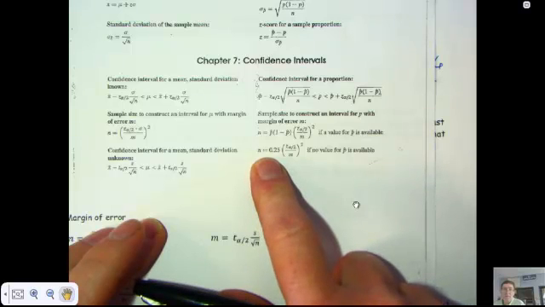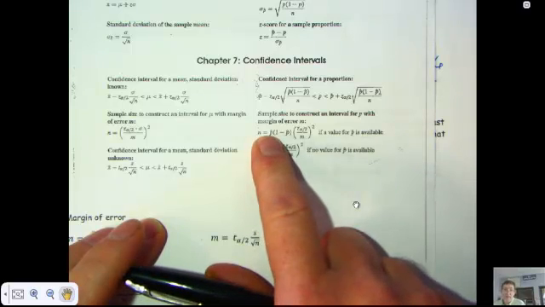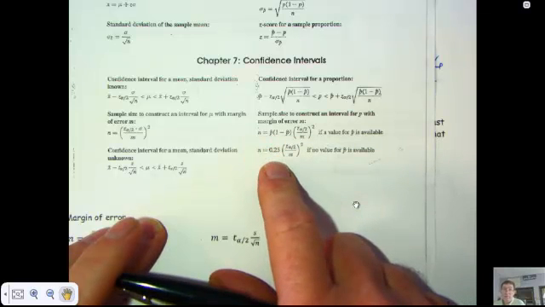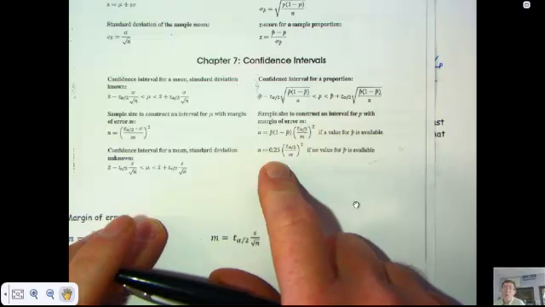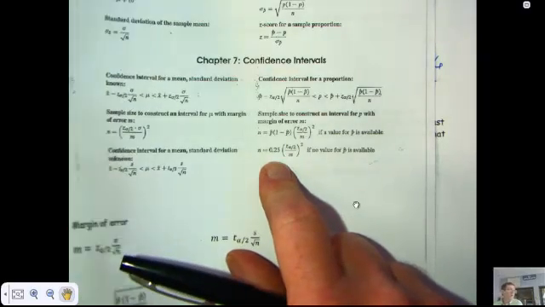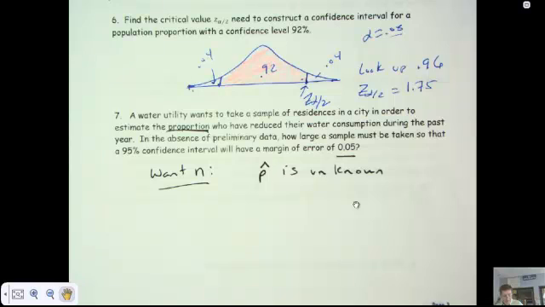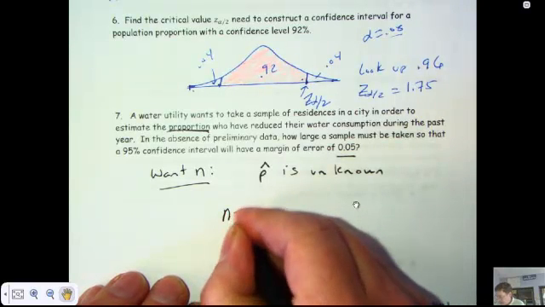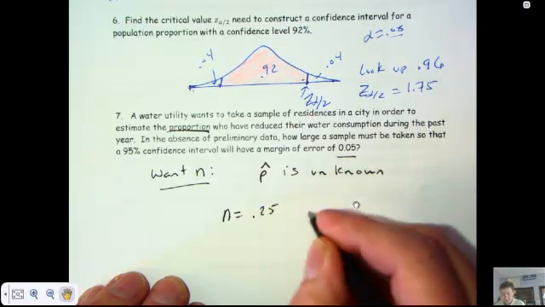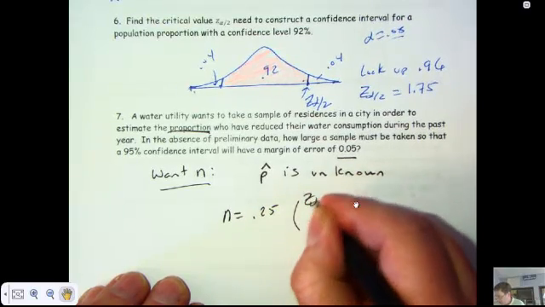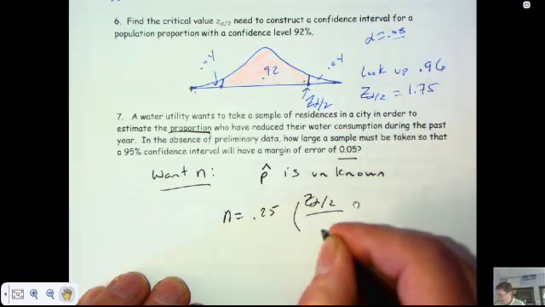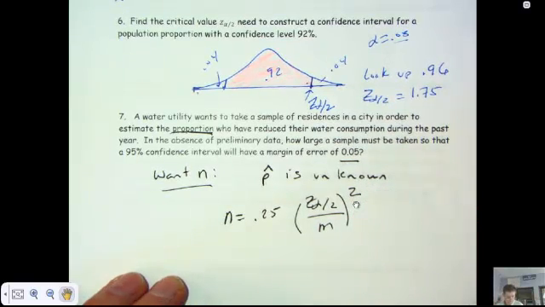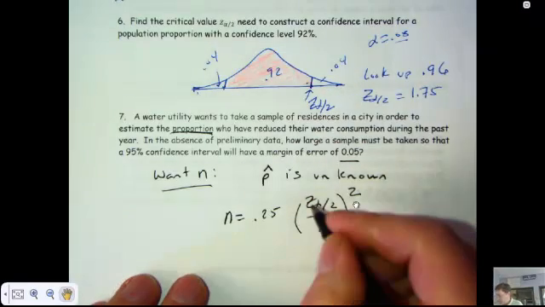But can't you put in 0.5 for p? You can. But remember, 0.5 times 0.5 is 0.25. It's the exact same formula. Oh. Yeah. And you can do either one. So, I use this formula. So that means that n is going to be 0.25 times z of alpha over 2 over m squared. Is that the z? That's a z, yeah.